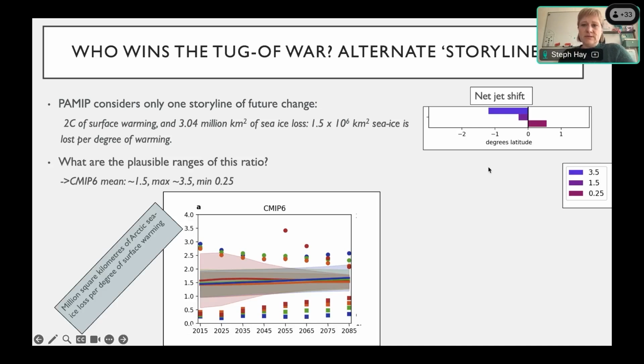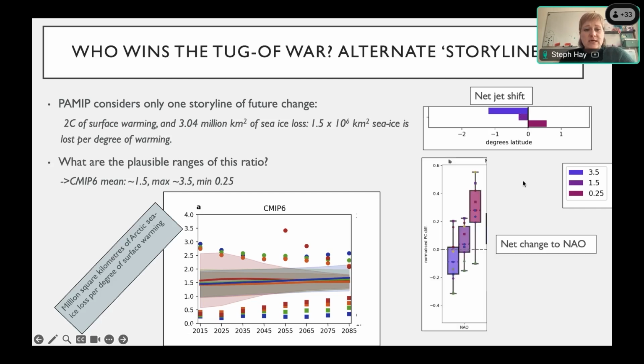The ratio simulated by CMIP is the dark purple in the middle, as a slight shift equatorward. If you had this high sea ice loss scenario, you'd have a strong shift equatorward. And if you had the scenario with very little sea ice loss, you'd have a shift poleward. You see something really similar with the NAO.